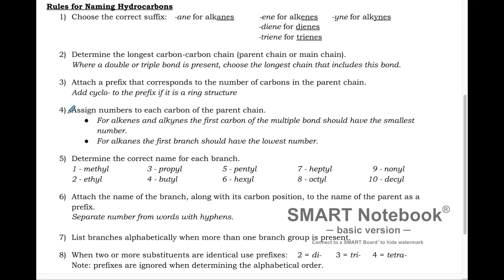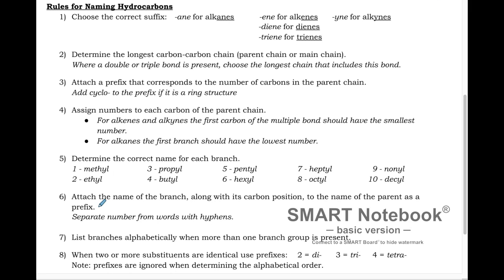The next rule is to determine the longest carbon-carbon chain, and we either call that the parent chain or the main chain. Anything branched off from that is known as a substituent or functional group, but we need to recognize what the longest carbon-to-carbon chain is. If there is a double or a triple bond present, so a double bond between 2 carbon atoms, and same for the triple bond, we need to incorporate that in our main chain.